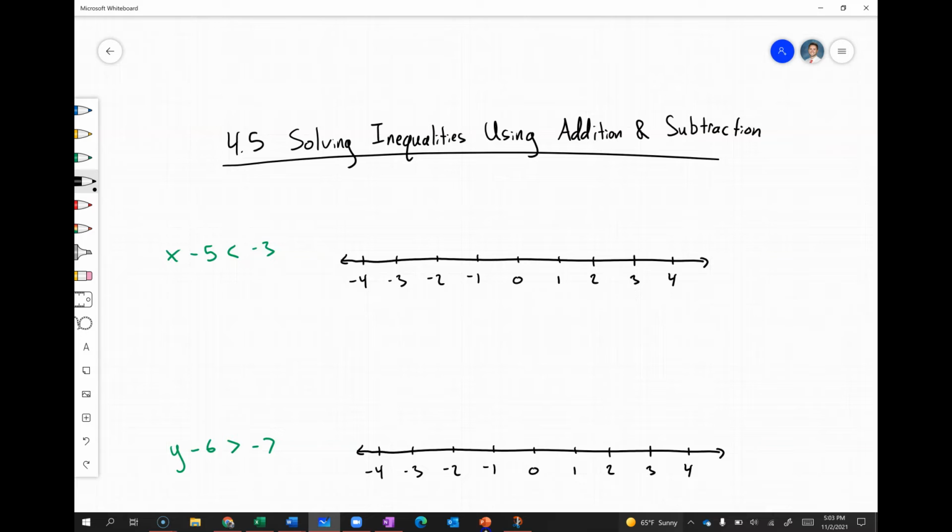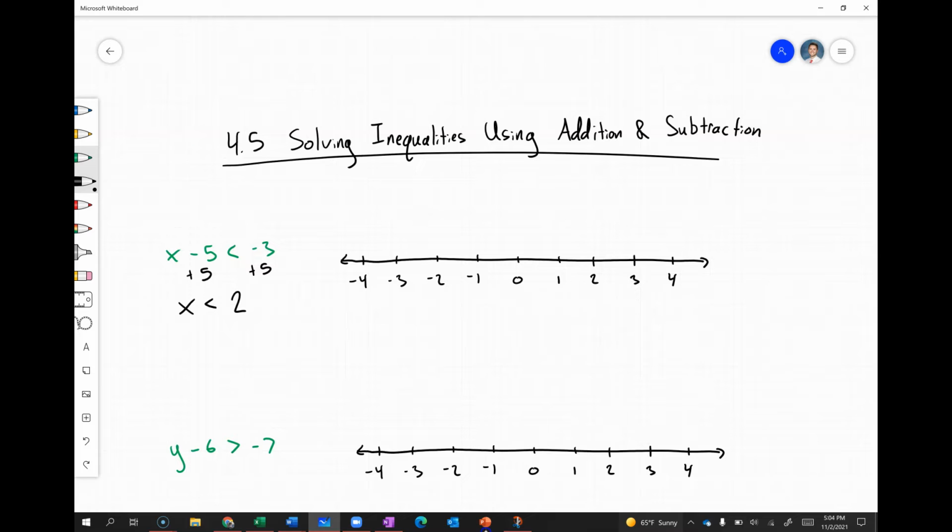If we add 5 to both sides, this inequality would still remain true. So now we have, instead of x minus 5, we have x, and x will be less than negative 3 plus 5, which is positive 2. So now we want to graph that.